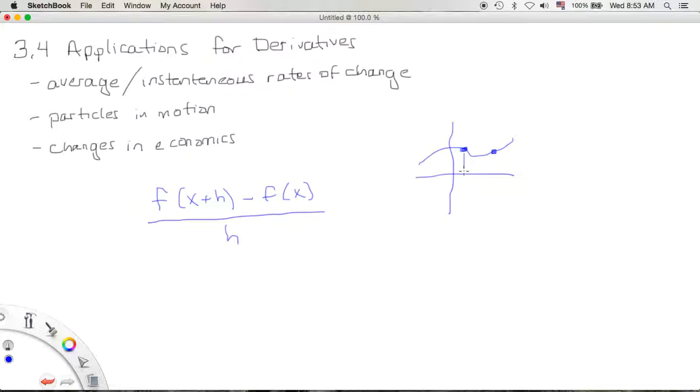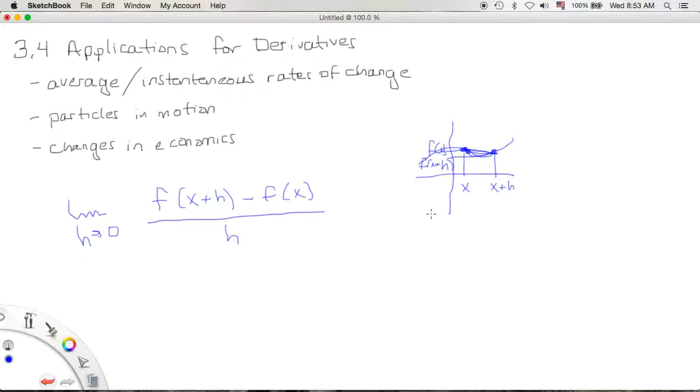we find their x values, and then their function values, their y values, and we could find the slope of that secant line, and that would give us an average rate of change. And then we said if we take the limit as h goes to 0, so if these points get closer and closer and closer together, then we would have an instantaneous rate of change.